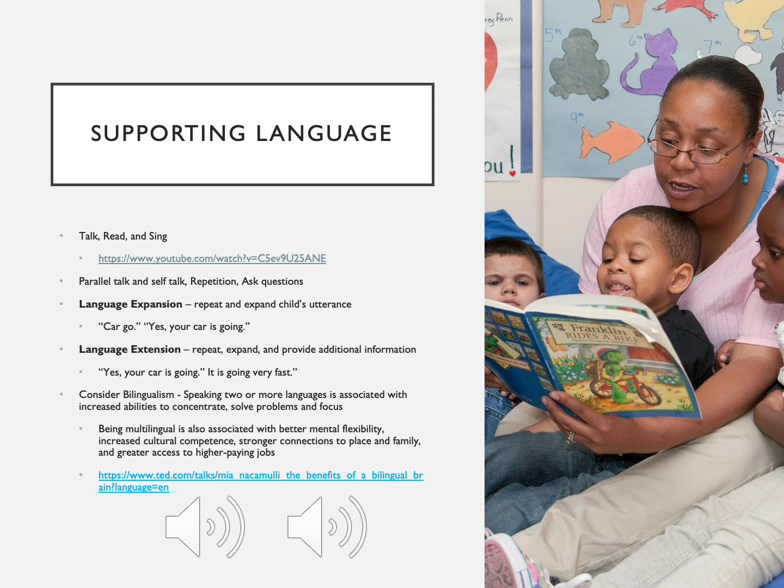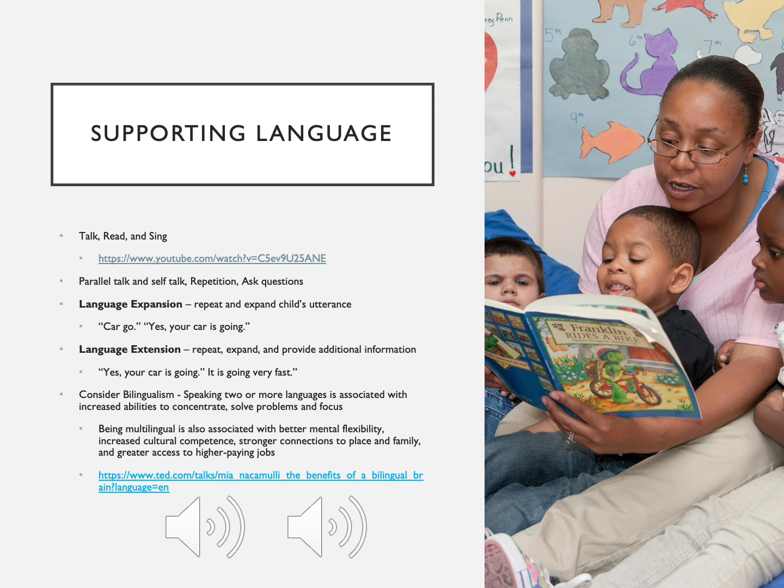A language expansion is when we repeat what the child is saying and then expand on the child's utterance. So if the child says that a car goes, we might say, yes, your car is going. And I might say, where do you think your car is going? So I'm expanding on where the child's current knowledge and understanding of their language is and giving an additional aspect of what could be and allowing for the child to engage while asking that open-ended question.